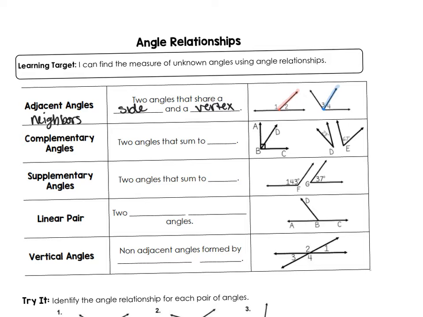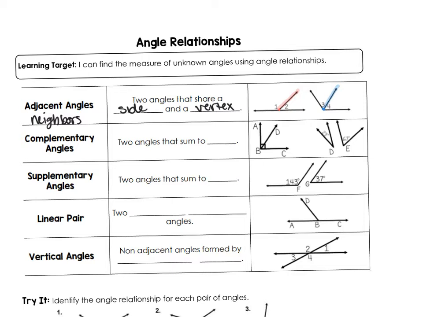So these diagrams might actually look a little bit familiar. These are kind of like the diagrams, or actually a lot like the diagrams we had been using for angle addition. So in all of those angle addition problems, your angles were adjacent angles. They shared a side, they shared a vertex. Our next angle relationship is for complementary angles.